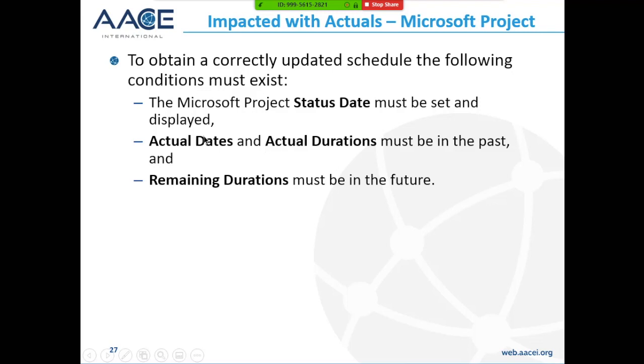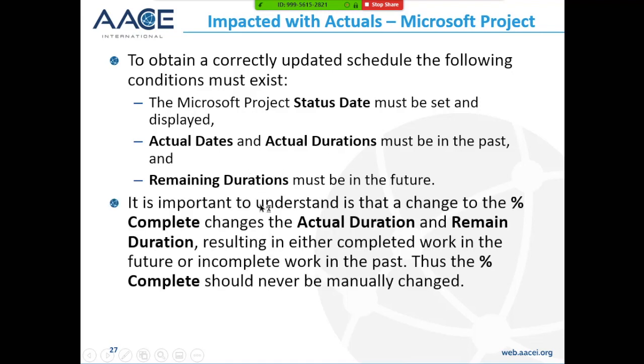So when you put an actual start date in, Microsoft Project doesn't calculate the actual duration up to the status date. All right, so you've got to basically manually enter it, and obviously manually make sure remaining durations are in the future. And it's important to understand that if you change the percent complete, it will change the actual duration and remaining duration, resulting in either complete work in the future or incomplete work in the past.